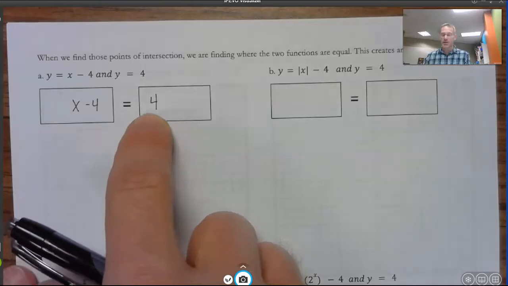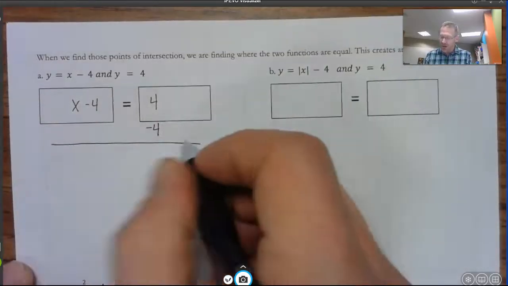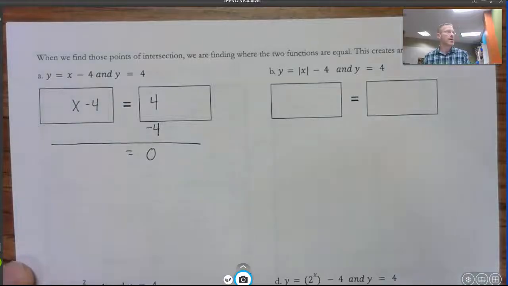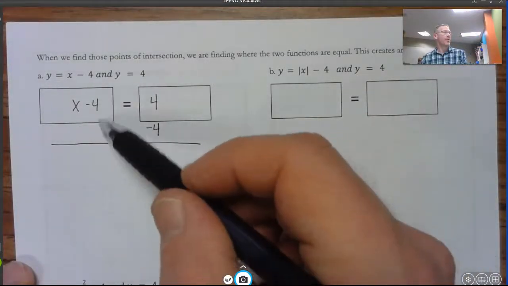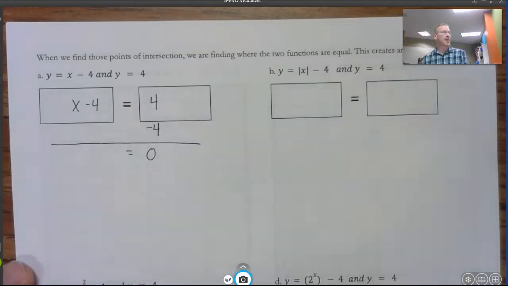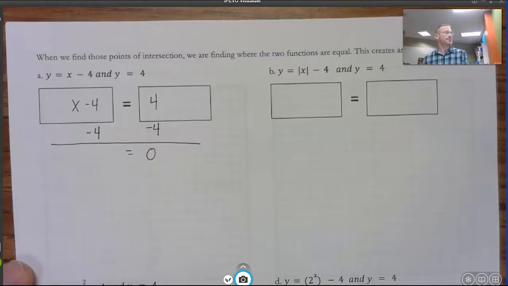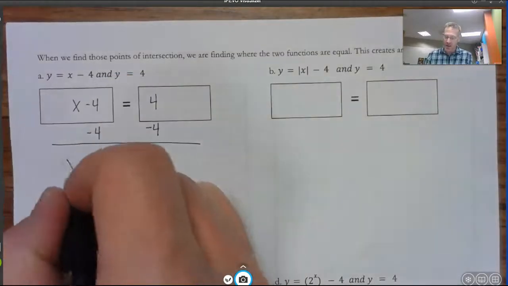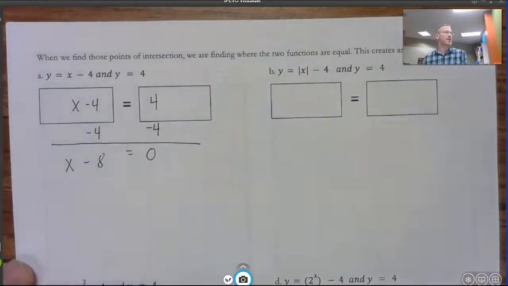Notice if this is a positive 4, the way I make this 0 is I subtract 4 from the right-hand side, and that makes it 0. If I subtract 4 from the right side, I also need to subtract 4 from the left side to balance my equation. And now I want to line that up with the other number, because those would be like terms. So I'm going to subtract 4 like that. I bring down the x, and then -4 minus 4 is -8. So I get x minus 8 is 0.